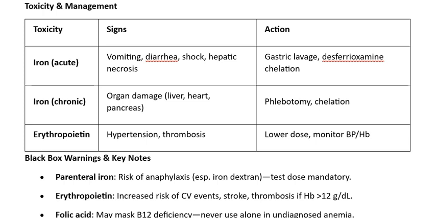Okay. And EPO toxicity. What are the main concerns there? Primarily linked to pushing the hemoglobin level too high or raising it too quickly. This increases the risk of hypertension and thrombosis, blood clots. The action is to reduce the EPO dose or hold it temporarily and closely monitor blood pressure and hemoglobin levels, aiming for that target range of 10-11 or 10-12 g/dL.